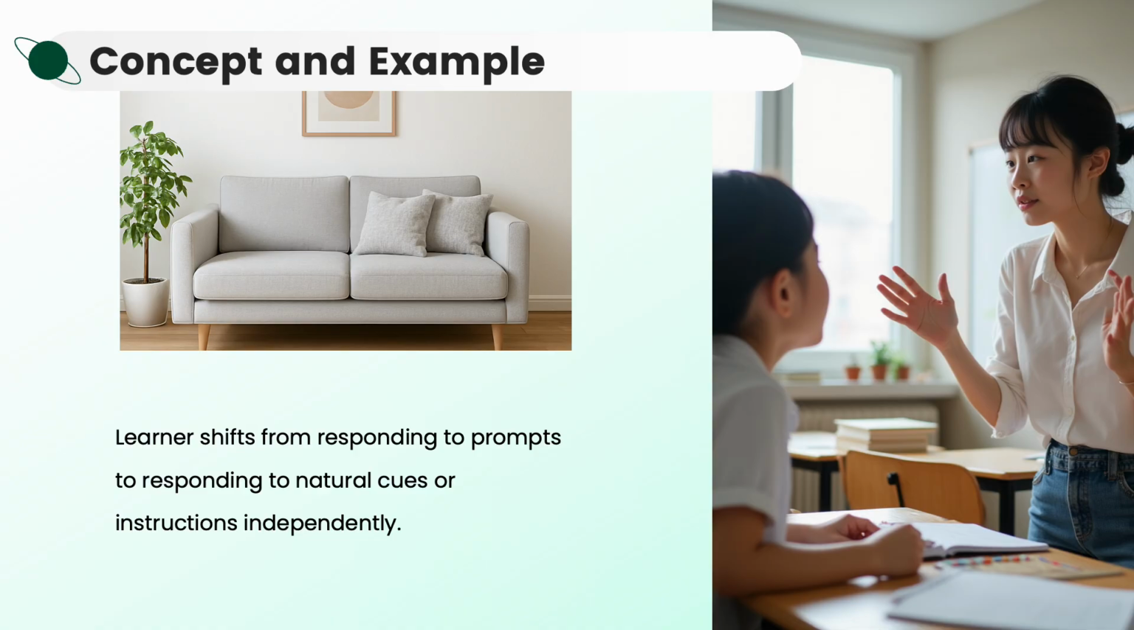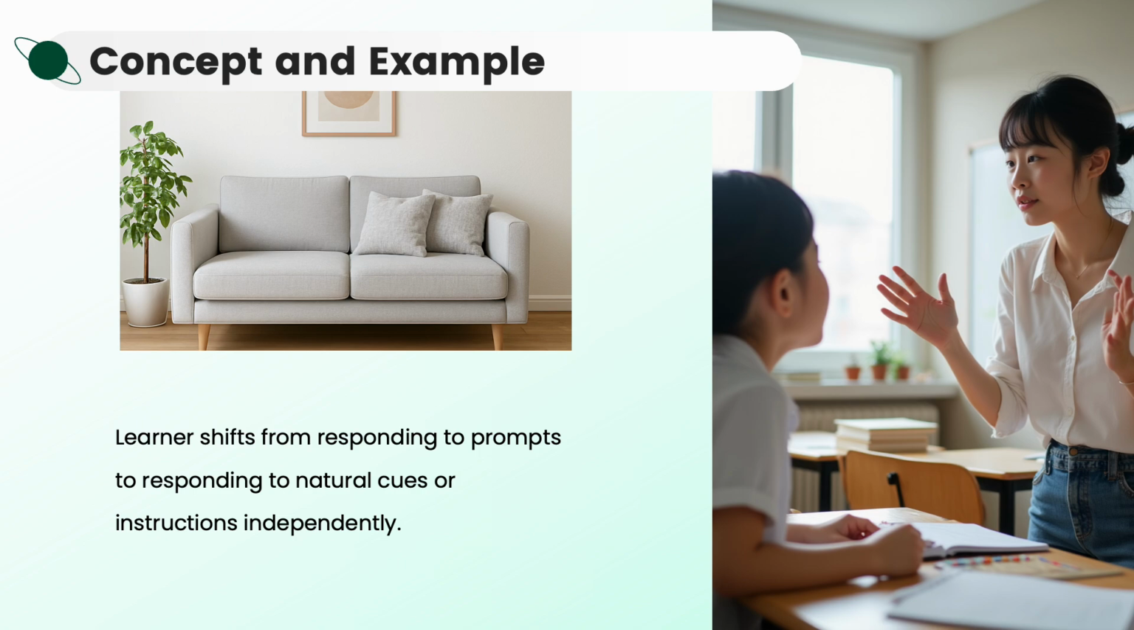Step 2. We make the prompt less obvious. Maybe instead of a full point, we use a smaller gesture or move our hand closer without directly pointing. Step 3. We remove the prompt completely. Now when we say touch dog, the learner responds correctly without any extra help. That's successful transfer of stimulus control.